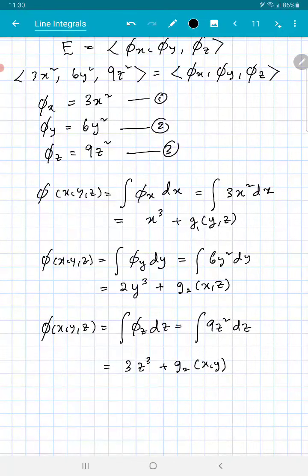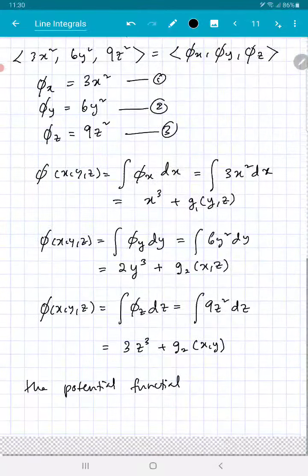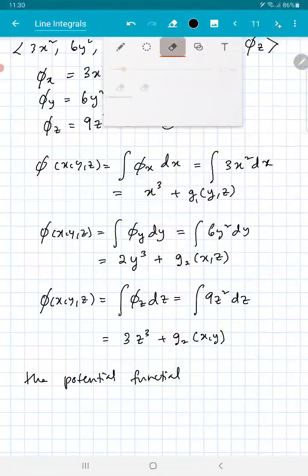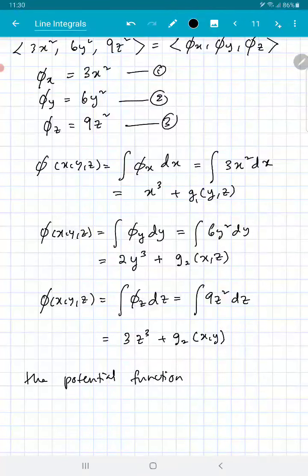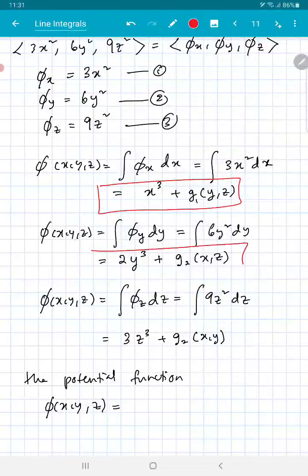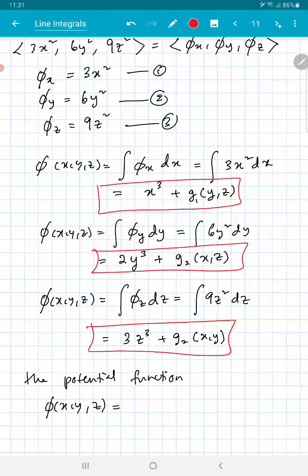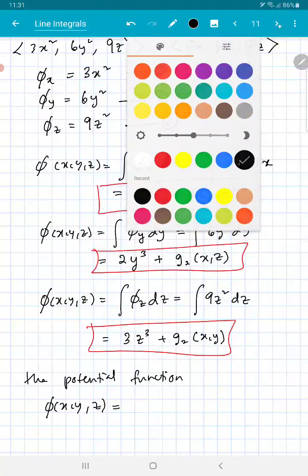Okay, so the next part is to put them together. So the potential function is, all right, can't even spell function now. Okay, so now the next part is just putting them together. Remember, if you see a term twice, just write it once, because these are all the same. So this is phi, this is also phi, this is also phi. All of them are the same. So you just put them together.